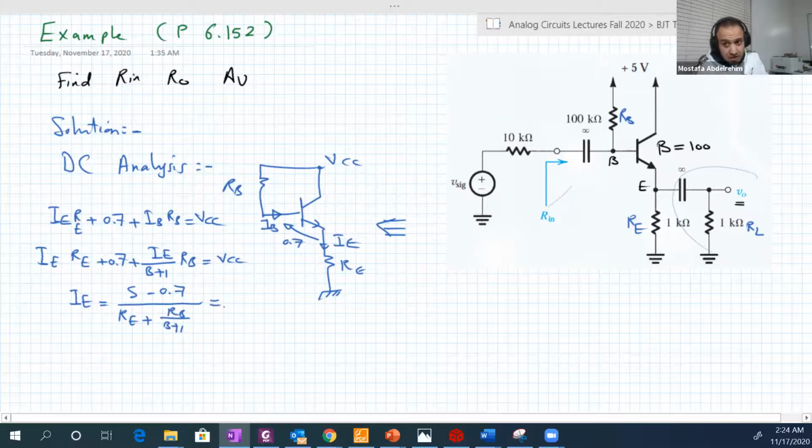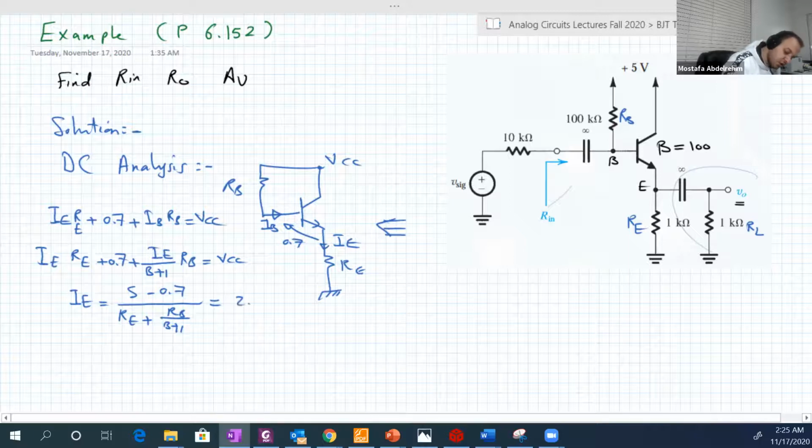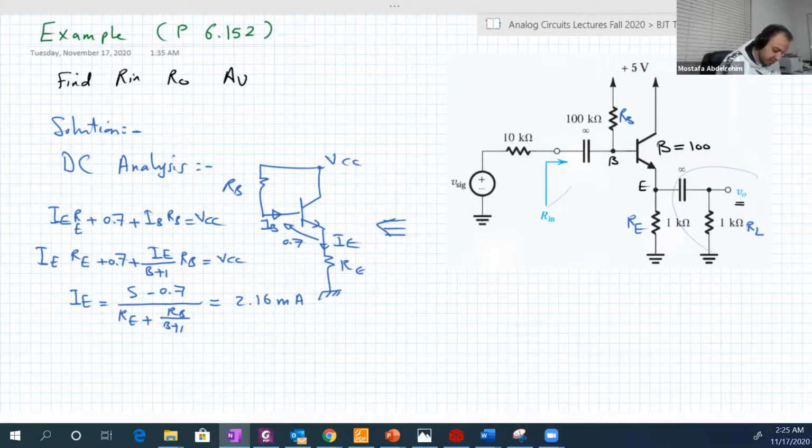Beta is 100. RE is a given 1 kilo ohm. And RB is 100 kilo ohm. So this will give you how much exactly? I didn't write it down. Yeah, 2.16 milliamperes.